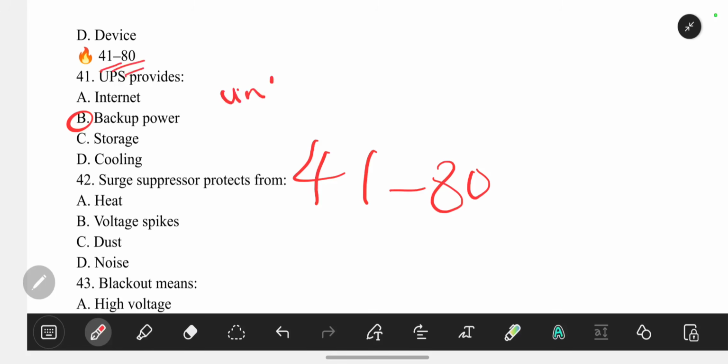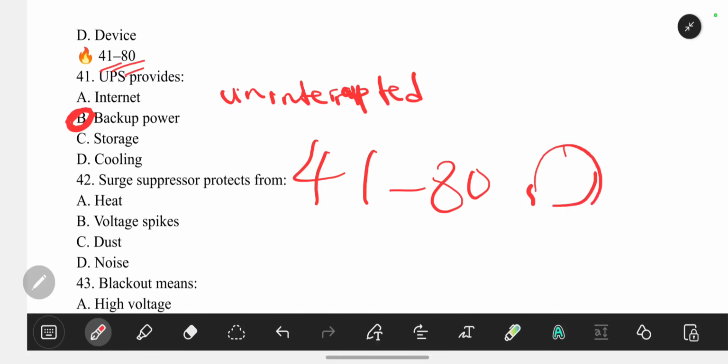So we have an uninterruptible power supply. This one provides backup power so as to prevent very important information from being lost in case of a power outage. So immediately, let's say power is cut, it's not immediate that it switches off. So this uninterruptible power supply is very, very important.